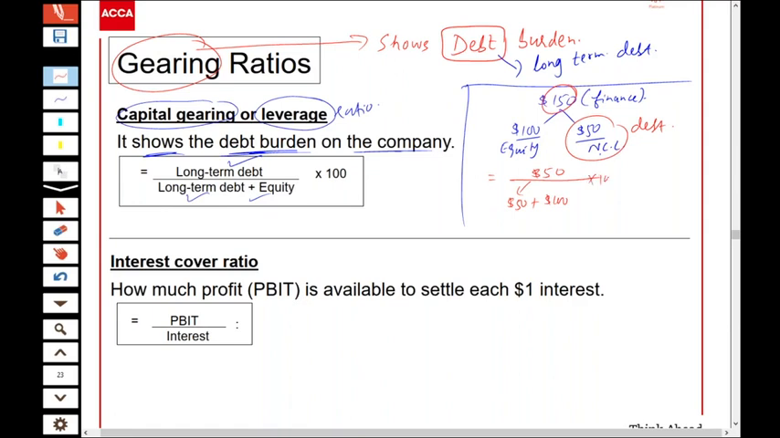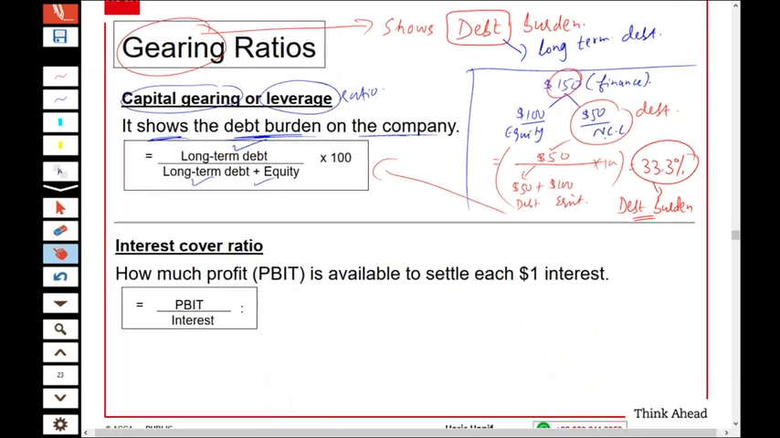So I can say 50 upon 150, that means I am having a 33.3% debt burden. That is debt to debt plus equity, because from the total 150, I have got 50 debt, and this is something debt, and this is equity. So the formula is applied over here, the gearing ratio.